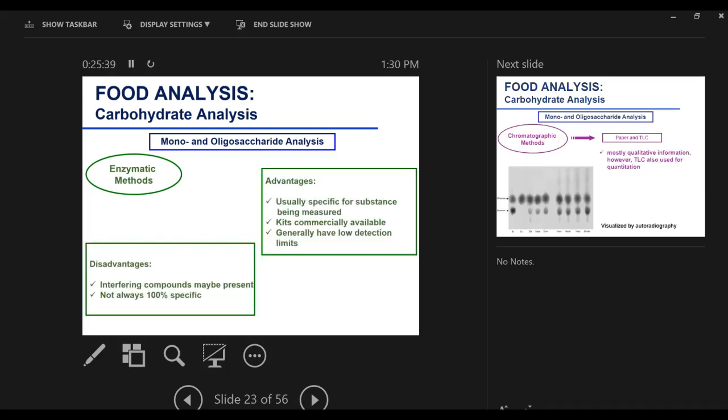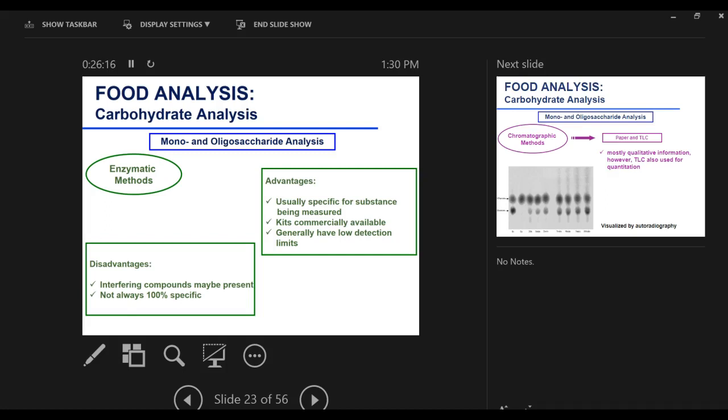There are many advantages. It is specific for the substrate, so if you're after glucose, often you are measuring glucose. Kits are commercially available. Megazyme, Novozyme, Sigma, they all sell kits. And it's pretty straightforward. You get the kit, it has all the reagents in it, the enzyme, everything you need. You just have your sample to dilute and run. It generally has a low detection limit, low threshold, so it's very sensitive.